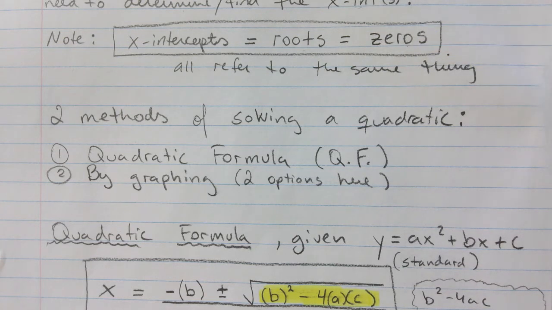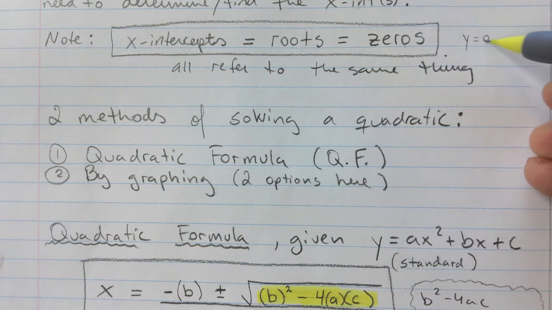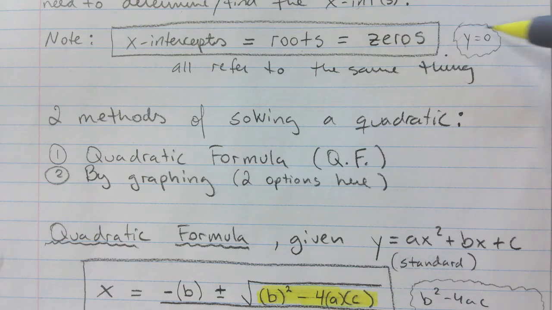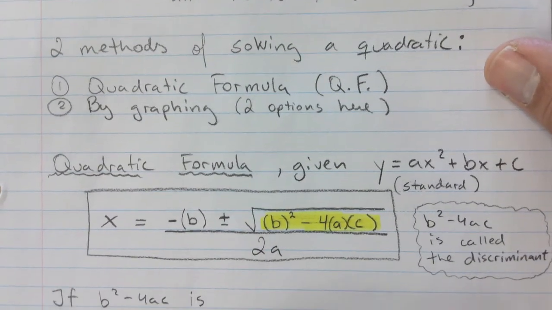And notice that for all of these, one thing is true, y is equal to 0, right? That is something that we should just know. When we find the x-intercept, y is equal to 0. Okay, so that's important to note.